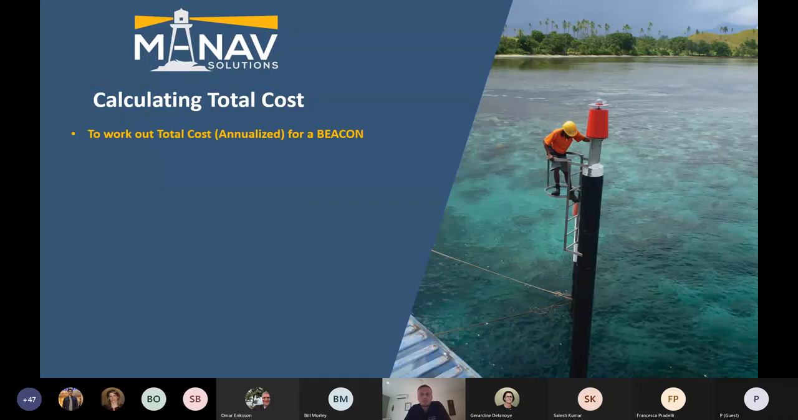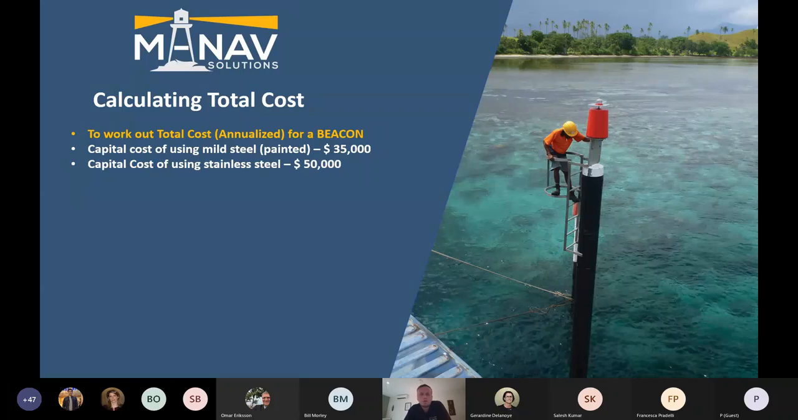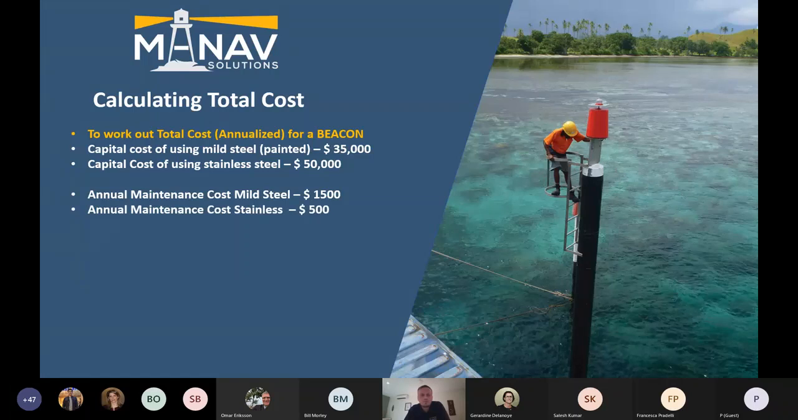So I'm just going to do a quick exercise for a beacon here. These are similar structures we installed in Papua New Guinea, about 65 of them. So the capital cost of using a mild steel structure might be $35,000, whereas you're looking at an extra $15,000 to use stainless steel. So your annual maintenance cost for mild steel is obviously quite high, because you've got a lot of painting, you've got a lot of checking, you've got a lot of Denso replacement, whereas your annual cost of stainless steel might only be $500.